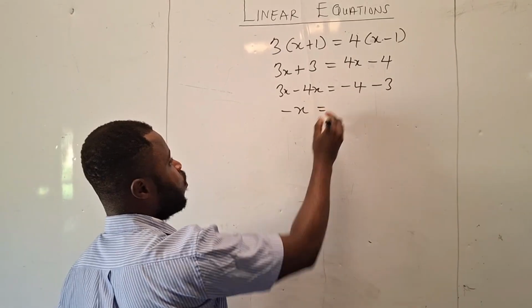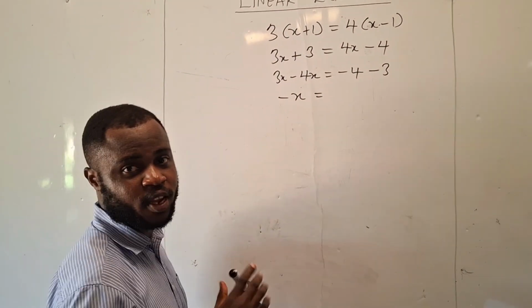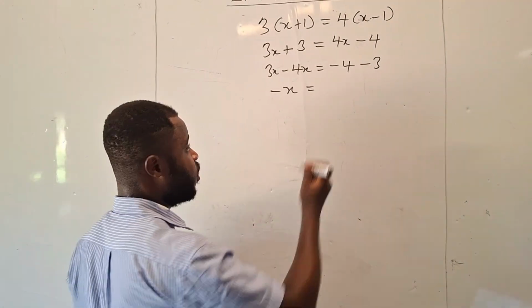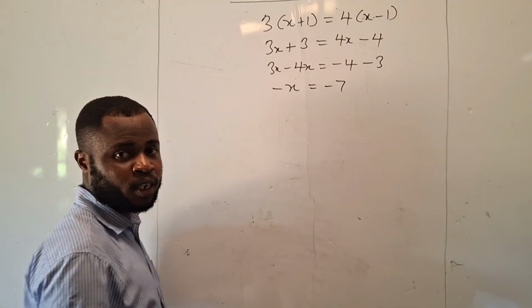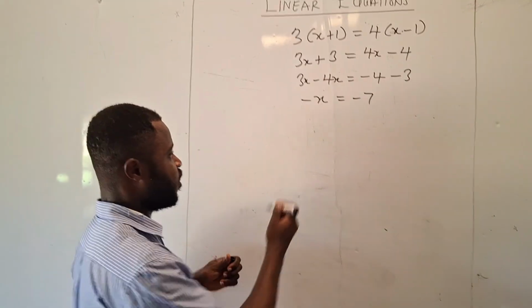Negative x will be equal to negative 4 minus 3. You are owing 4 and you want to borrow 3 again, which will be negative 7. Now we are asked to find x. We are not asked to find negative x. So now how do we find x?